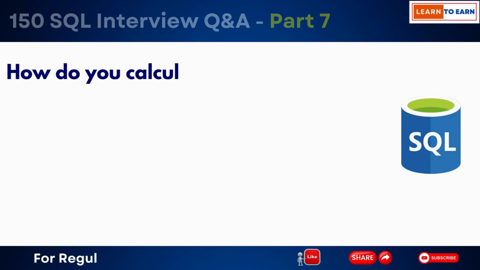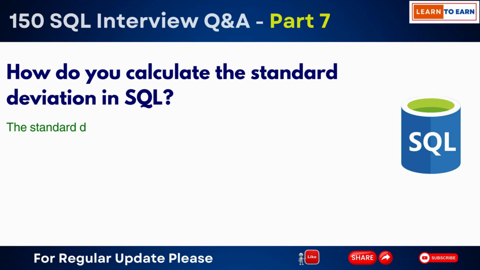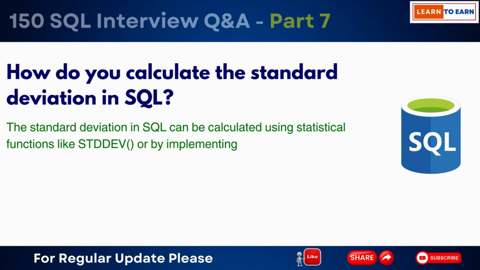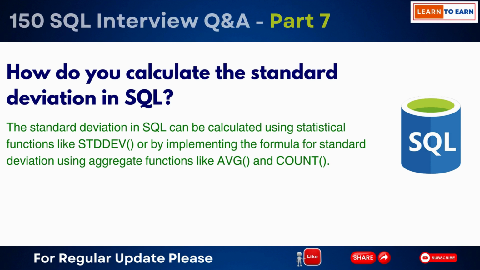How do you calculate the standard deviation in SQL? The standard deviation in SQL can be calculated using statistical functions like STDDEV, or by implementing the formula for standard deviation using aggregate functions like AVG and COUNT.